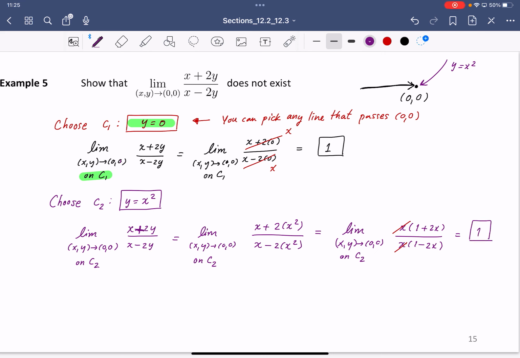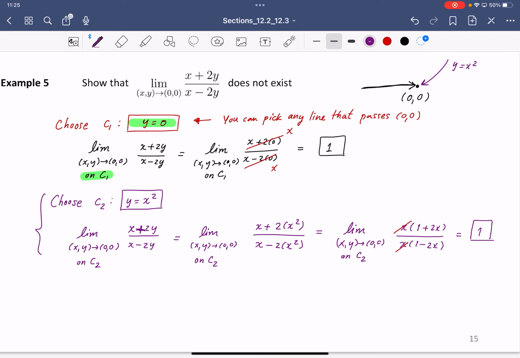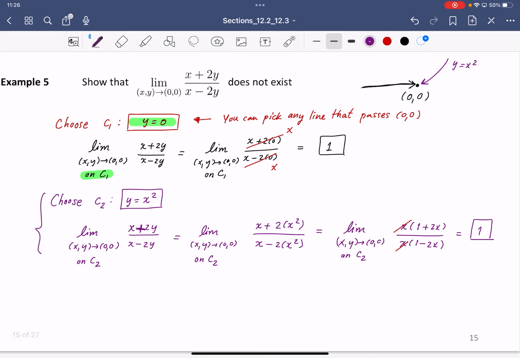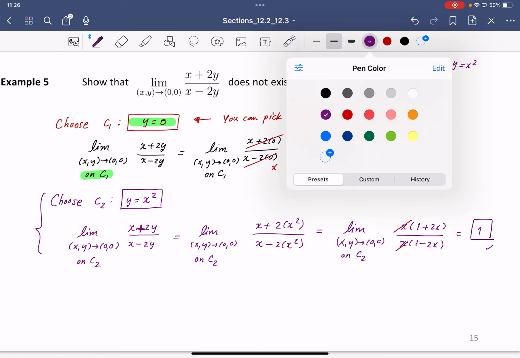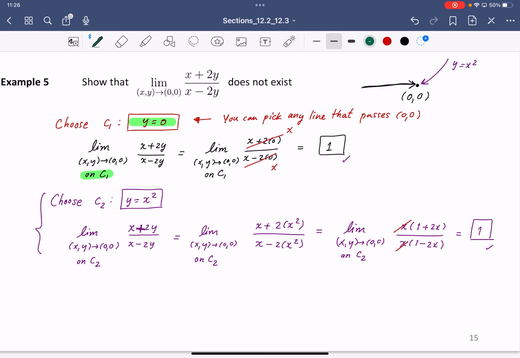Does it make sense? This means if you pick C2, you get the same limit as C1. So this line doesn't give you anything because you have the same limit. You have to pick another one so you get a different limit. You need to keep picking until you get lines whose limits are different from each other, because what you need is two lines where the limits are different, so you can conclude that the limit does not exist. So the one that we chose for C2 is not good enough to conclude that the limit does not exist.